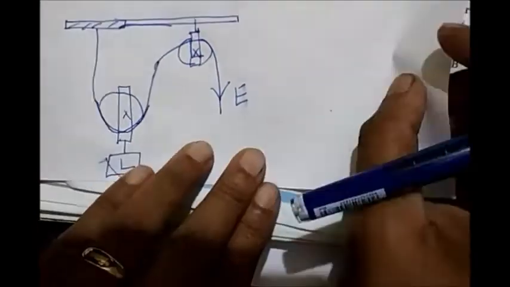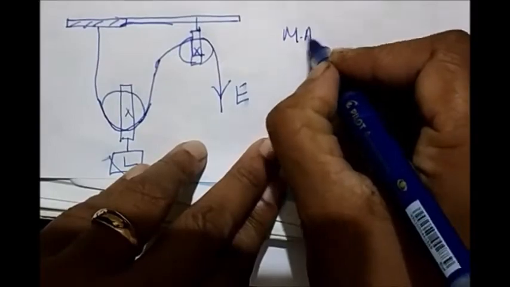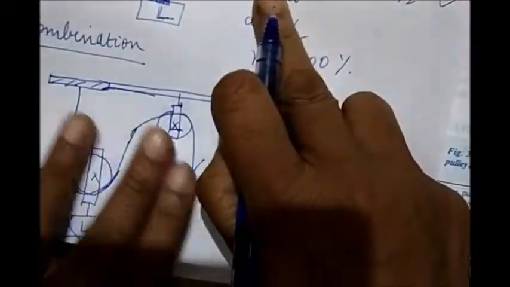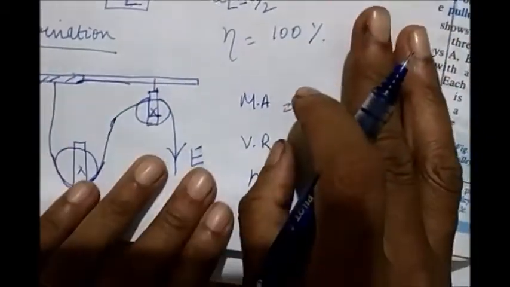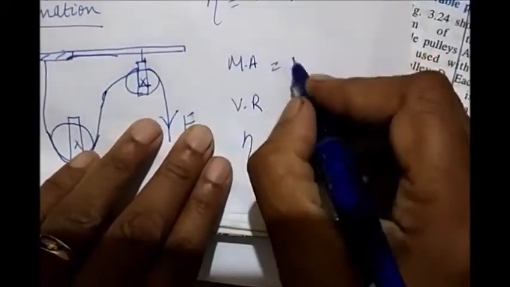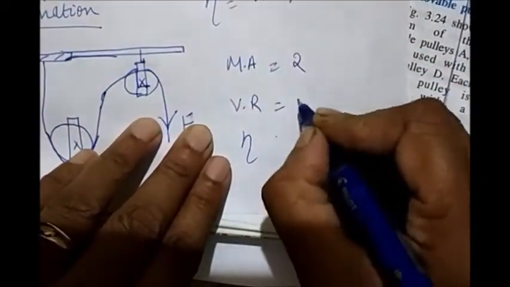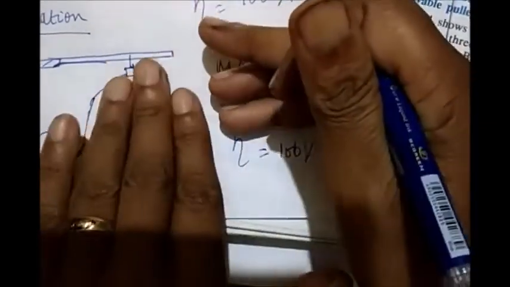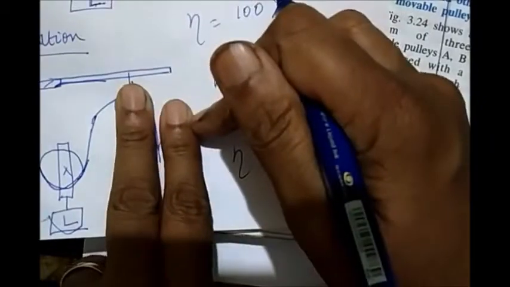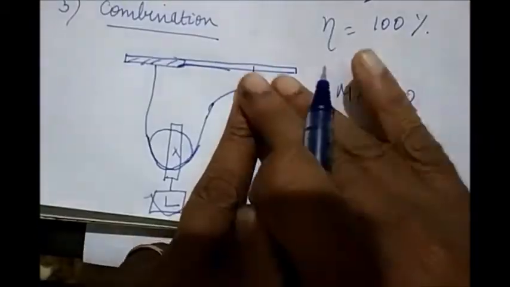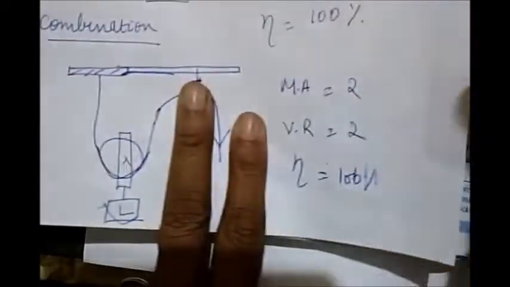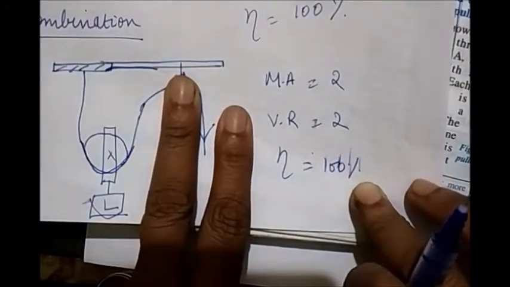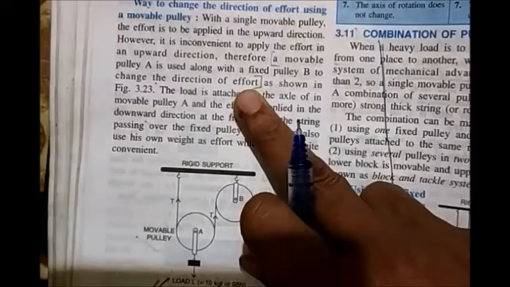Now again MA, VR and efficiency will be the same as that of a movable pulley. So the conclusion is for the combination also MA will be 2, velocity ratio will be 2 and efficiency will be 100%, because this pulley is only changing the direction of application of force. This is not going to affect its MA and VR. So its MA is 2, VR is 2, efficiency is 100%. So that's how you get it.